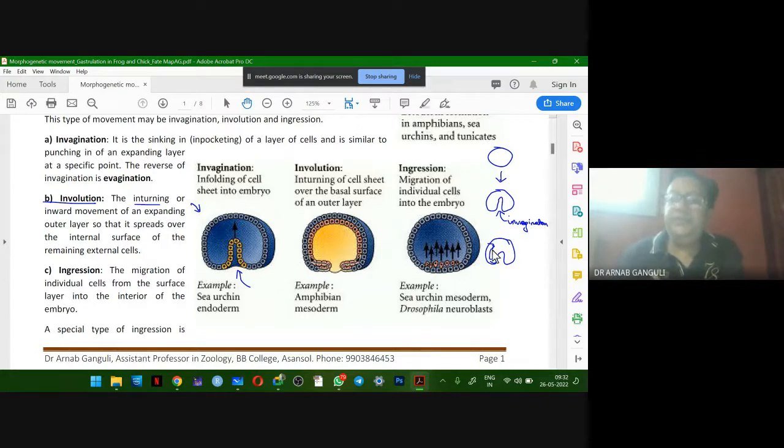The next movement which we will talk about is ingression. That is, the cells on the bottom will start moving up on the top, like it is shown in this figure here. This type, the migration of individual cells inside the embryo, is ingression. Three movements you have seen.